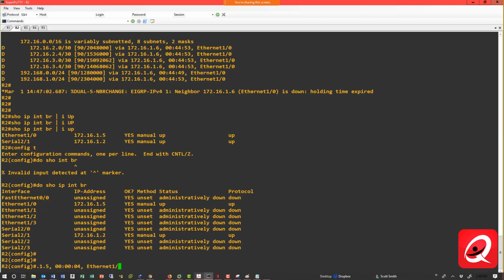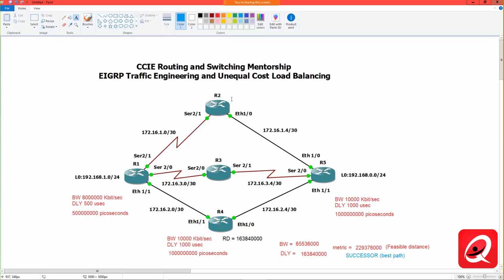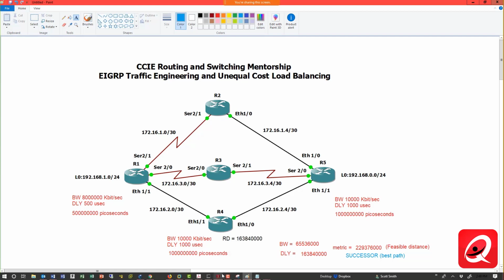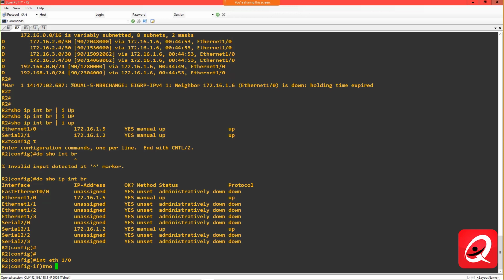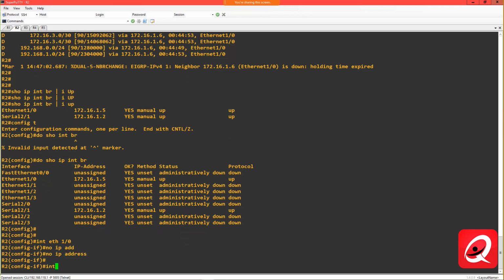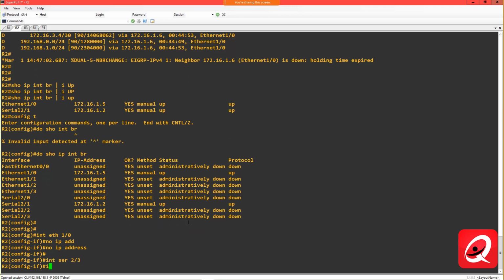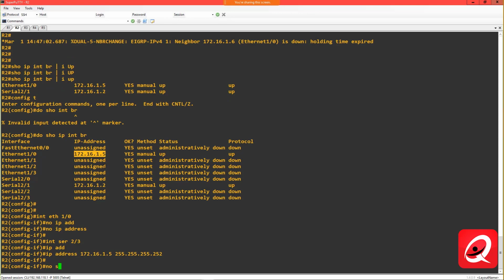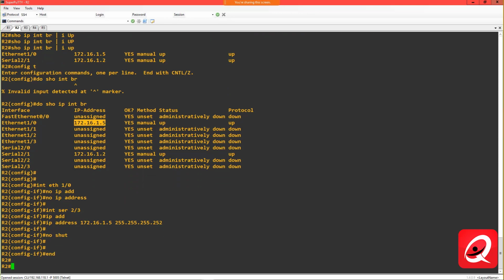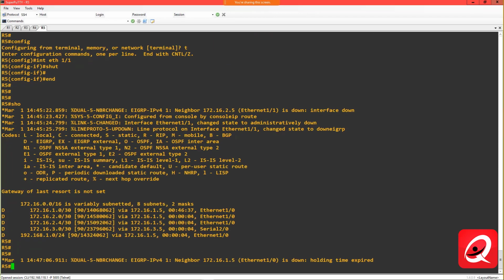Go back to my topology diagram. So it was Ethernet 1.0. We're going to change that to serial 2.3. Okay. So interface Ethernet 1.0, no IP address. Interface serial 2.3, IP address, and we'll just go ahead and assign this address to that interface. No shut. All right, and we'll do the same thing on router 5.